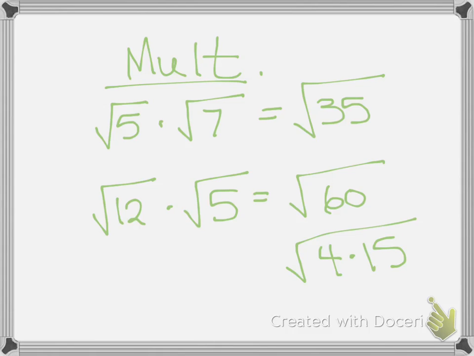The square root of 4 is 2. Cross that off and pull it out. 2 radical 15. So when we look at our original multiplication problem, radical 12 times radical 5, we're going to get 2 radical 15 as our answer. Questions on that one? Anybody?